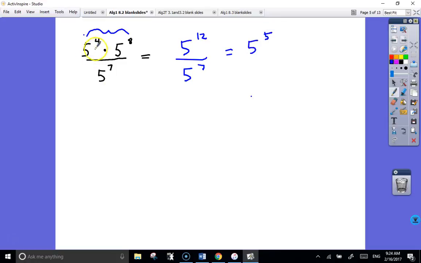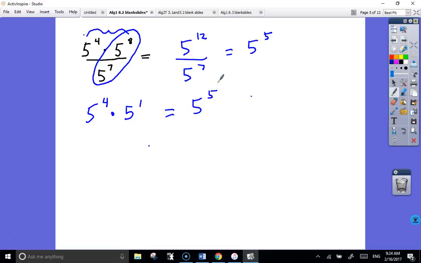Okay, what if instead I do these first? What if I go 5 to the 8th over 5 to the 7th first? Then I'll have 5 to the 4th times 5 to the 8 minus 7, which is 1. And then I multiply them together, I get 5 to the 5th. So it's the same thing.